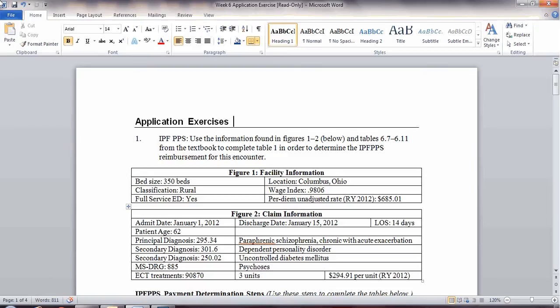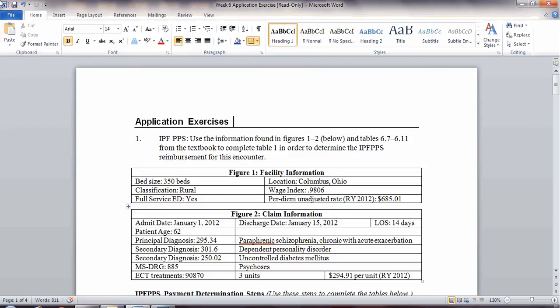So the idea behind Activity 1 is to abstract information from a variety of figures and tables. The tables are located in the text, and plug this data into specific calculations to determine what the reimbursement for this encounter would be. If you take a look at Figure 1, we see that we have some facility information. We have the location of the facility, the classification. We do see that there is a full-service emergency department at this facility, and we are also given the factors for the wage index and the per diem unadjusted rate.